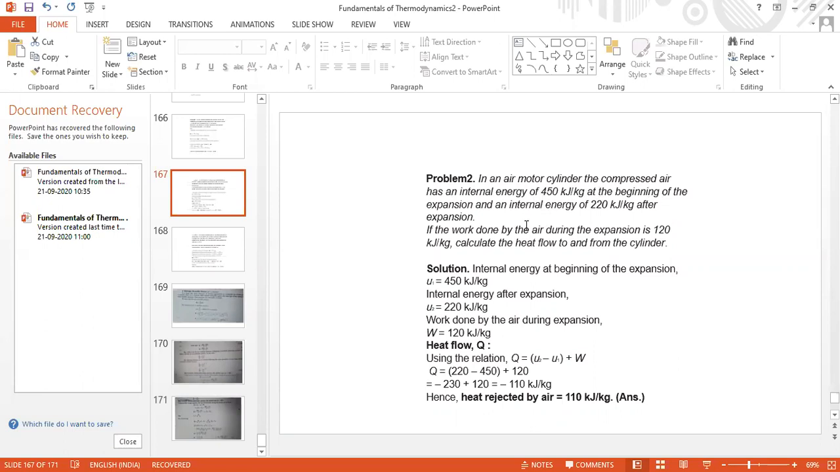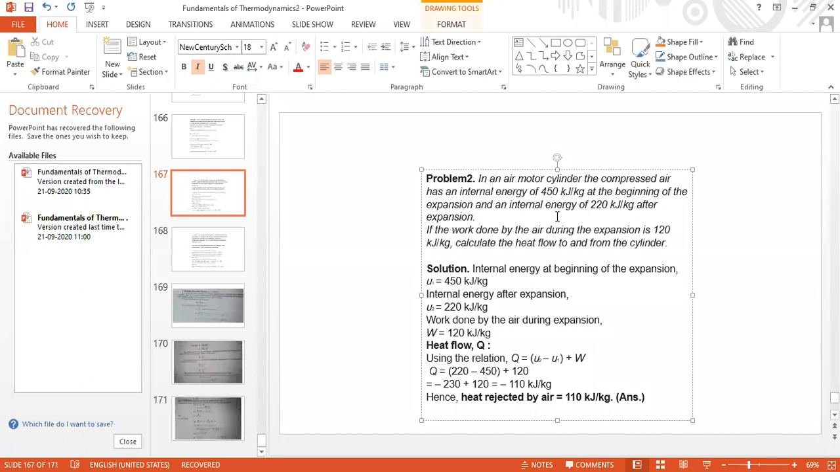You can say like that. Redundant terms. They are extra terms in your simple problem. However, even though they are redundant, you have to read the problem, understand it, and get the required parameters for doing the problem. So, it has an internal energy of 450 at the beginning. So internal energy 450 is the U1 value, and an internal energy of 220 after expansion, after the process is over.